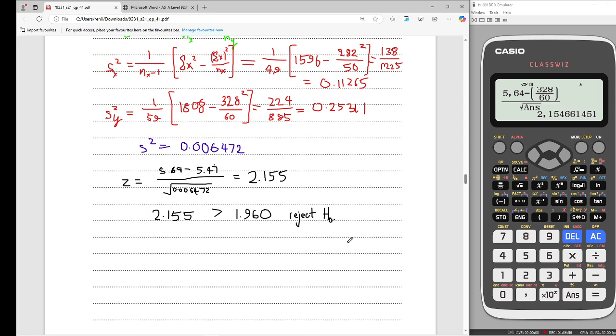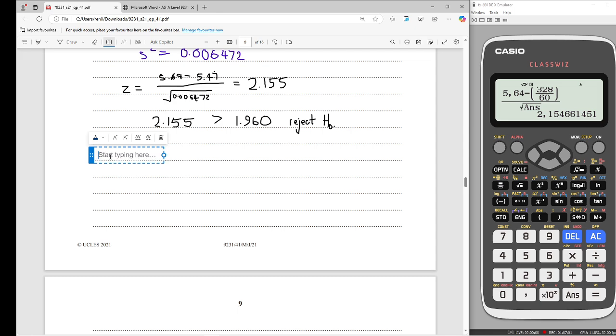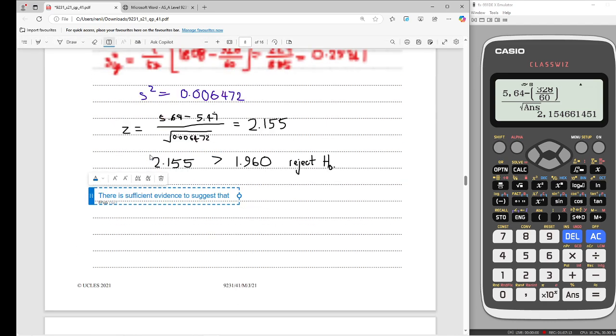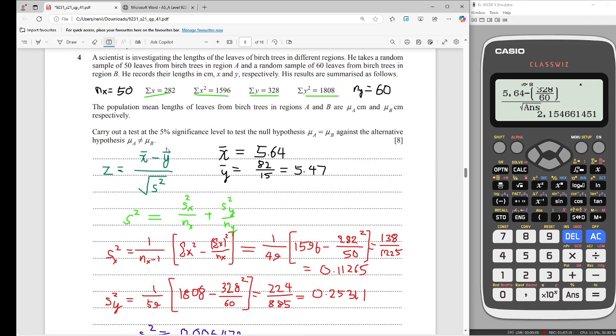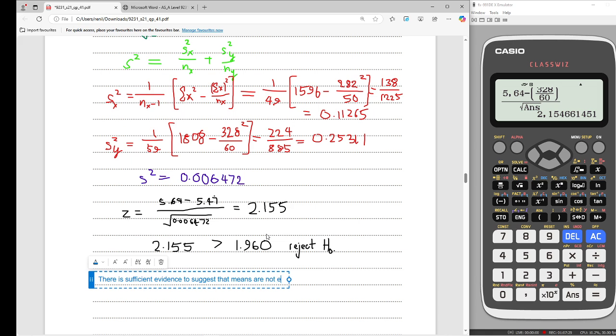Right, so we reject H null, and when we reject H null, there is a specific structure, which is there is sufficient evidence to suggest that. Now we insert our alternative hypothesis. So our alternative hypothesis was the mean of A is not equal to the mean of B. So saying that the means are not equal.